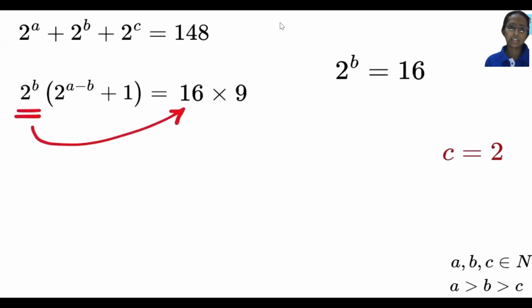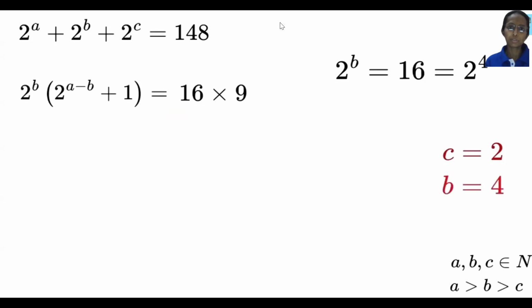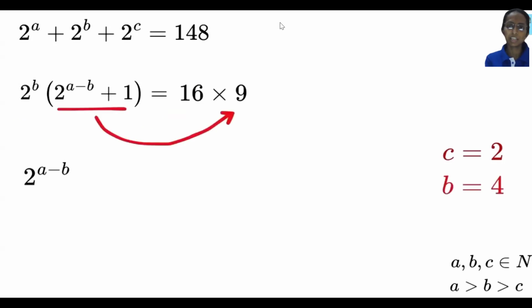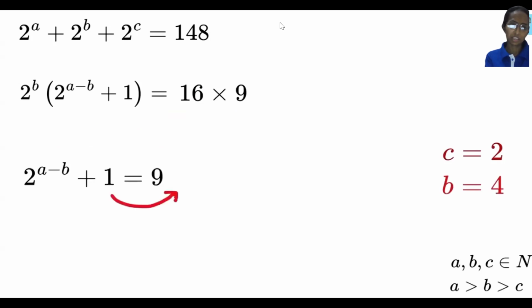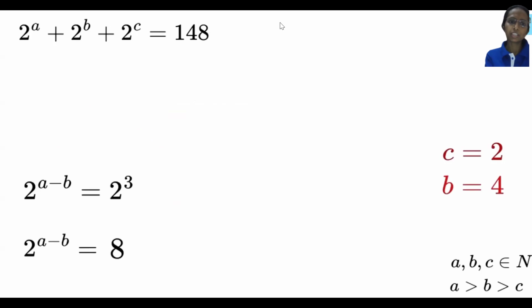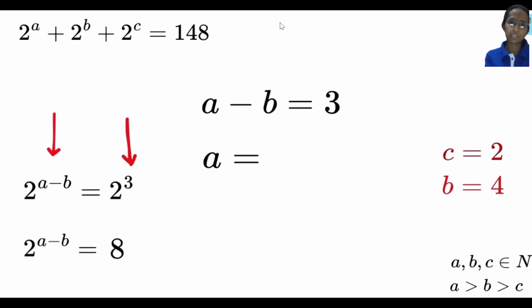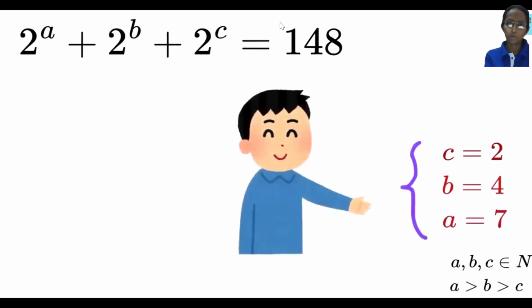So 16 is an even number. So 2 raised to the power b is equal to 16. That means b is equal to 4. And 2 raised to the power a minus b plus 1 is equal to 9. Taking this one to the right hand side again, we are having 2 raised to the power a minus b is equal to 8. Now we know that the value of b is 4 and 8 is written as 2 cubed. So a minus b is equal to 3, or a is equal to 3 plus 4, that is equal to 7. So here are all the values of a, b and c. Thank you.